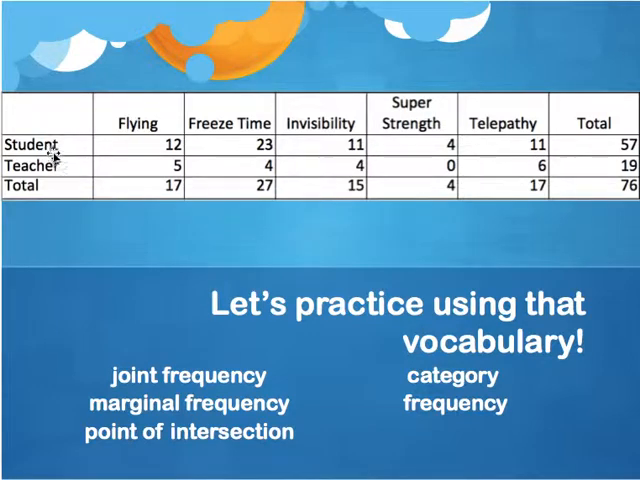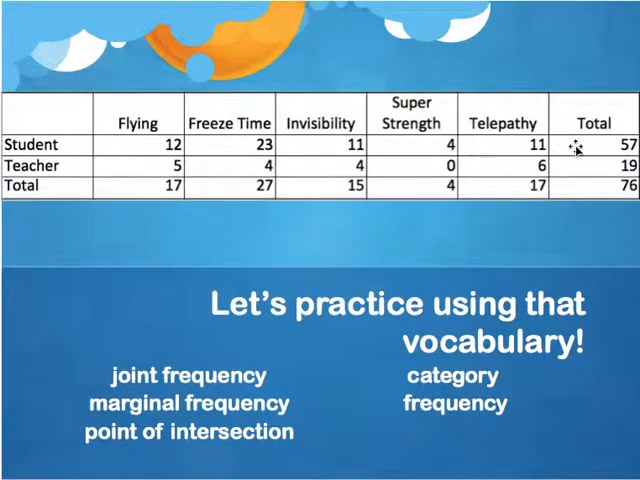The categories, we've got a category: are you a teacher or are you a student? Our second category is what power would you like to have? Flying, freezing time, invisibility, super strength, telepathy. This is the ability to read other people's thoughts. And our frequencies are how often people picked those things. So right here, our joint frequency is telling us that there are 12 students who picked flying. Over here, it's telling us there are 4 students who picked super strength.